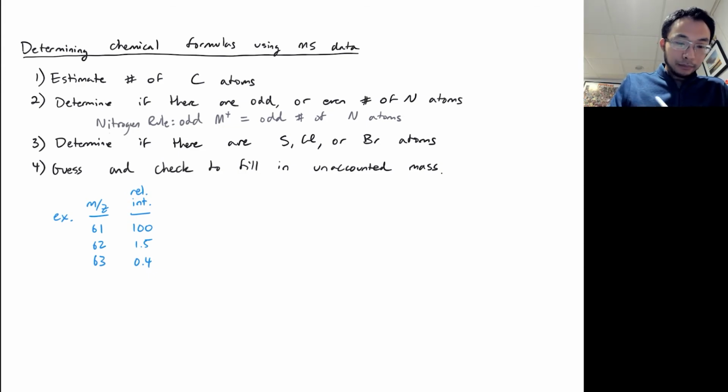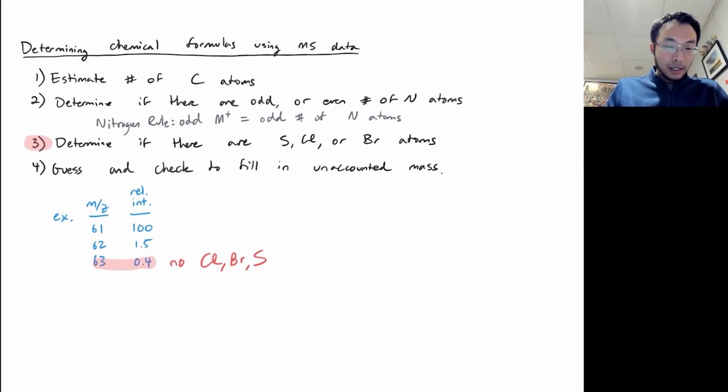So let's look at an example here. This is a table form of mass spec data. So I'm just telling you that at m/z 61 you have the relative intensity of 100, at 62 m/z you have this tiny signal, 1.5, and then at 63 it's even smaller at 0.4. So when I look at this, what I'm seeing right away is that the M+2 signal is pretty insignificant here, right? So for step 3 here, that tells me that there's probably no chlorine, bromine, or sulfur.